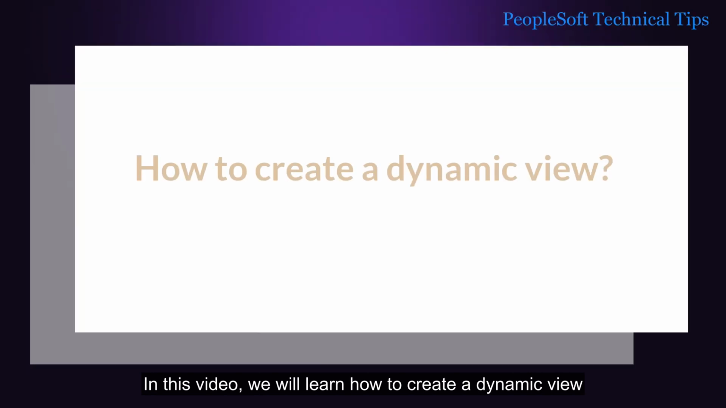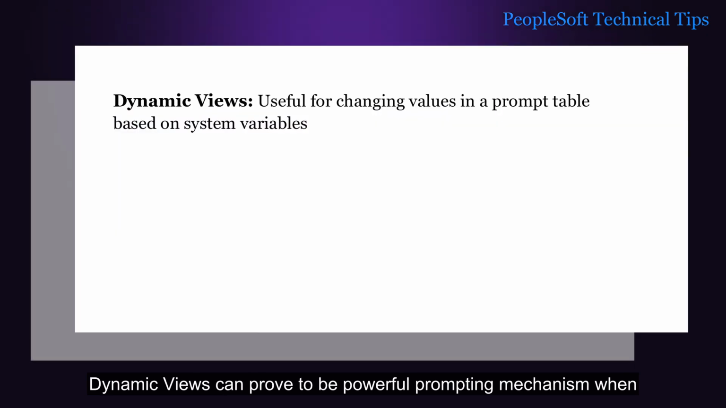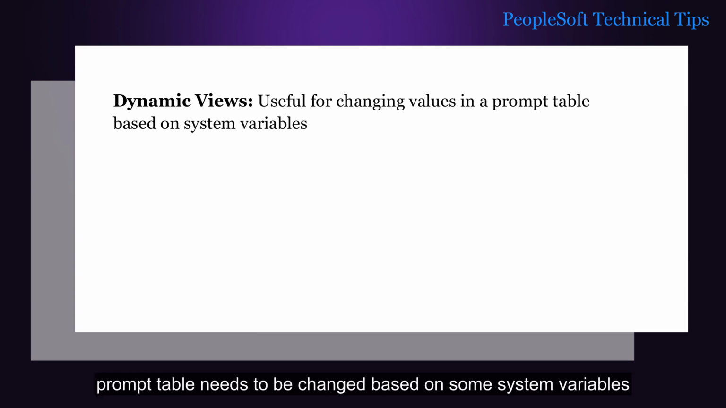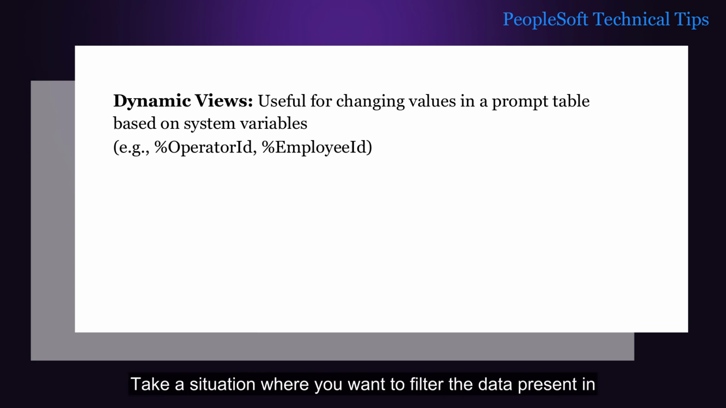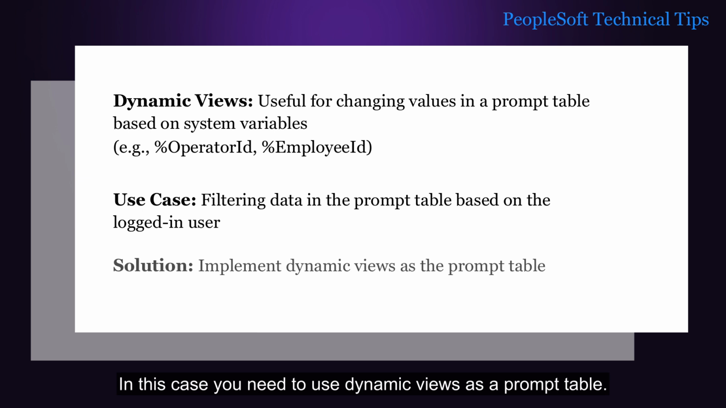In this video, we will learn how to create a dynamic view. Dynamic views can prove to be a powerful prompting mechanism when you come across a requirement where the values fetched by the prompt table need to be changed based on some system variables such as %OperatorID or %EmployeeID. Take a situation where you want to filter the data present in the prompt table based on the logged in user. In this case, you need to use dynamic views as a prompt table.